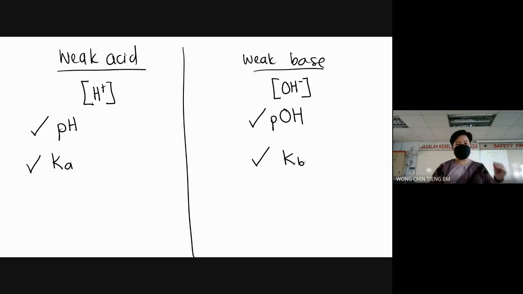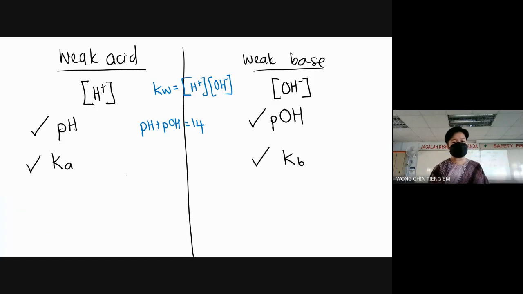Nampak? So, how do I interchange kalau soalan bagi lain dengan apa yang saya nak? Kalau soalan bagi concentration OH minus dalam weak acid. Saya acid tapi dia bagi OH minus. Macam mana saya nak tukar kat sini? Kw equals to concentration, lupa nak letak sama dengan, excited sangat. Sabar ya. Sometimes your hand moves faster than your brain. Alright. Betul. H plus OH minus. Nampak? The interchange. Kalau pH dengan pOH, the interchange. pH plus pOH equals to 14. Yang ni tak ada isu lah. Another interchange. Kw equals to KaKb. Nampak? The things that you need.